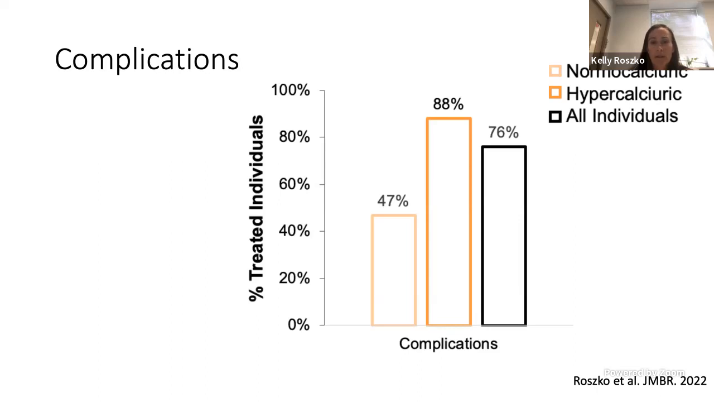So our literature search found that there were complications in 76% of the total ADH1 patients who underwent treatment. Of note, there were complications in 47% of those who had a urine calcium that remained in the normal range, but there were complications in 88% of patients who had high urine calcium levels or hypercalciuria. So this shows how the high urine calcium is likely related to those increased complications, and it shows us how important it is to keep the urine calcium controlled in our patients.